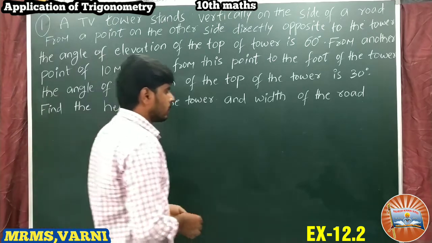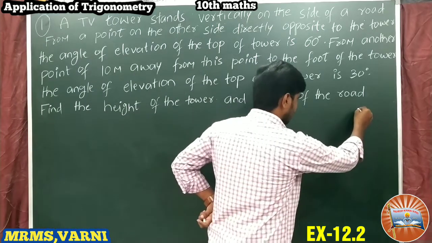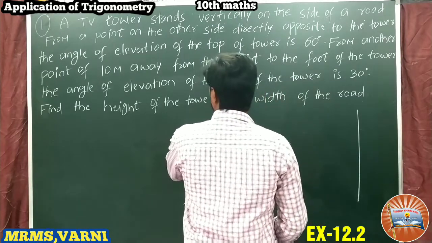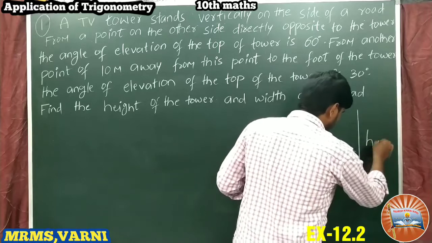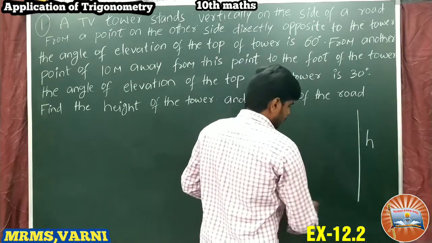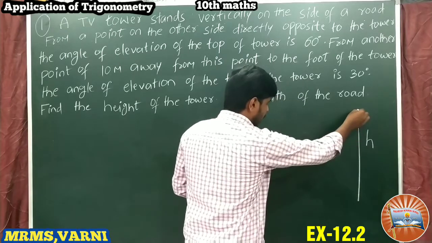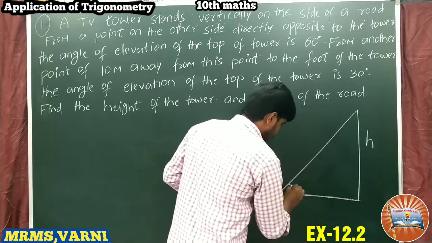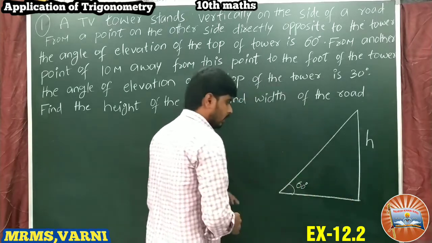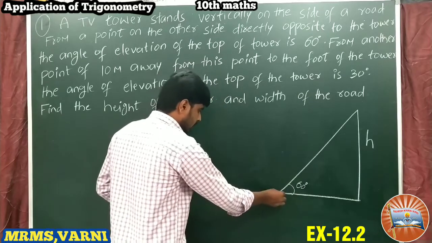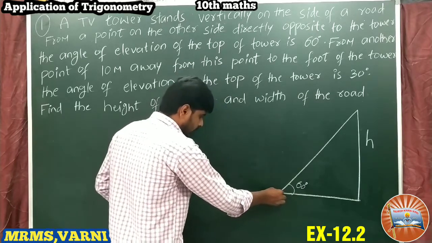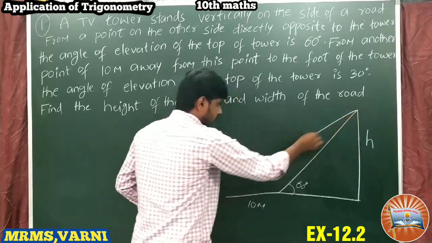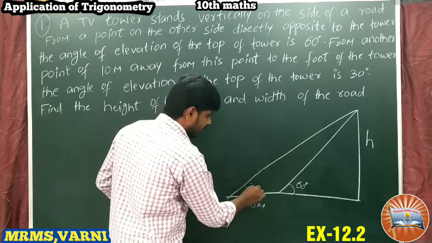Let us imagine a diagram first. Suppose, consider this is a TV tower of height, how much height is given? That is what we have to find. So consider it is h, and the angle of elevation with the ground is given as 60 degrees. Okay, so from another point, let us consider from here 10 meters away. Okay, this is 10 meters. From here it is given a 30 degrees angle.